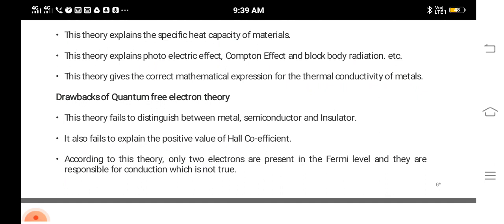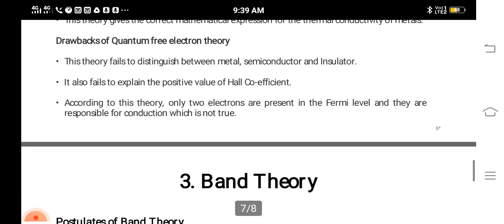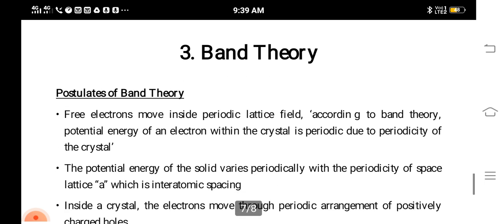this theory fails to distinguish between metal, semiconductor and insulator. It also fails to explain the positive value of Hall coefficient. According to this theory, only two electrons are present in the Fermi level and they are responsible for conduction, which is not true. Now we'll see the band theory or Bloch theory.